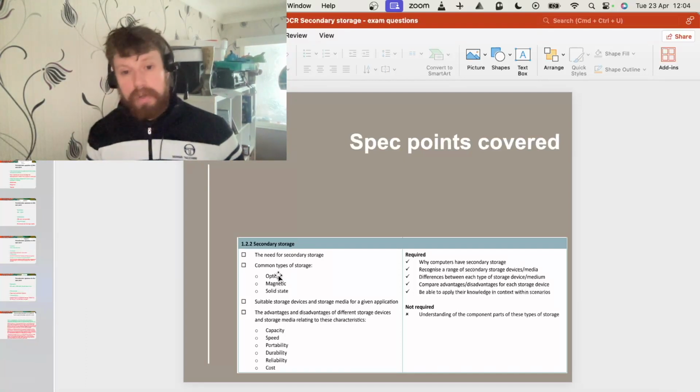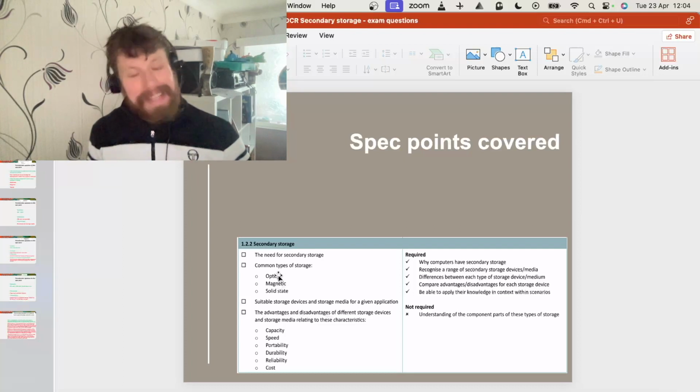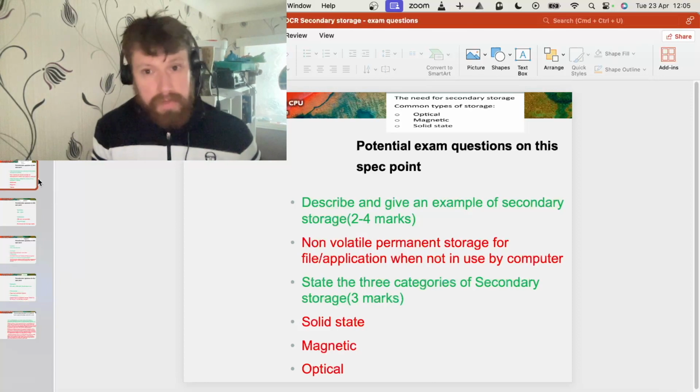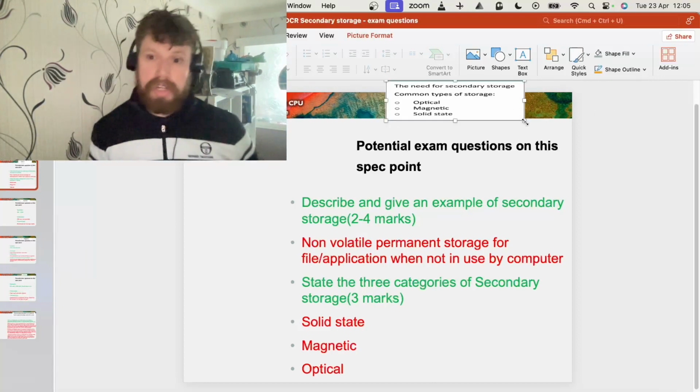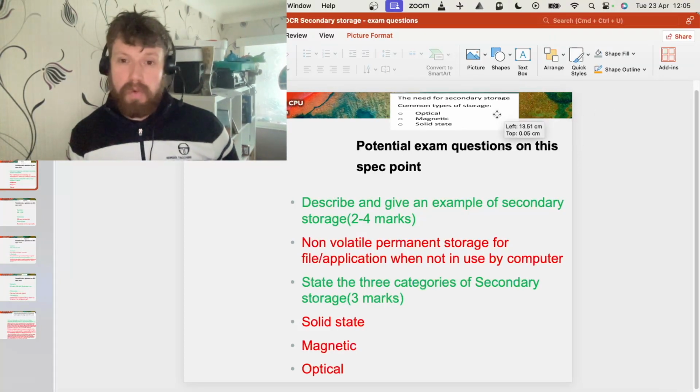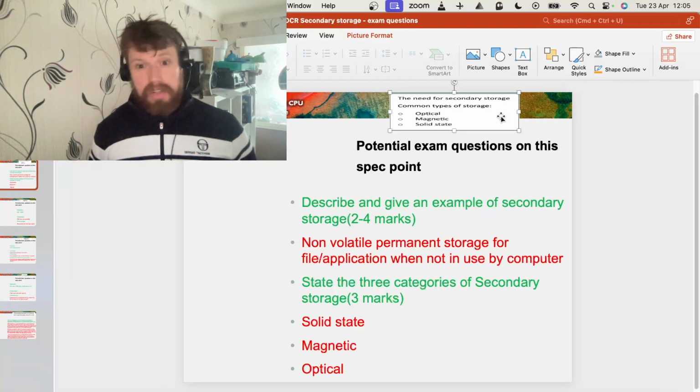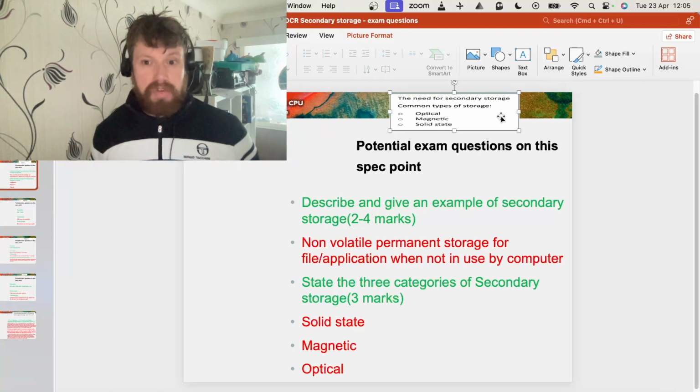I'm going to show you a longer style question because this topic does allow you to get an 8 marker on it. I'm going to show you, as I said, going with our theme, the most efficient way to do this. So first of all, let's just cover what secondary storage is and what each of these different ones mean. So the first question you could get is just describe and give an example of secondary storage.